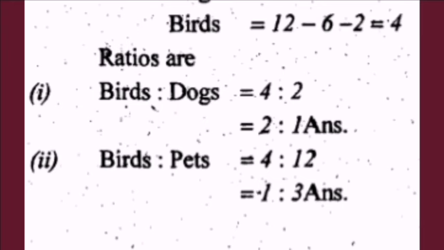So birds is equal to 12 minus 6 minus 2, which is equal to 4. So the number of birds is 4. So the ratio of birds to dogs is 4 ratio 2, which is equal to 2 ratio 1. Birds to pets is equal to 4 ratio 12, which is equal to 1 ratio 3.